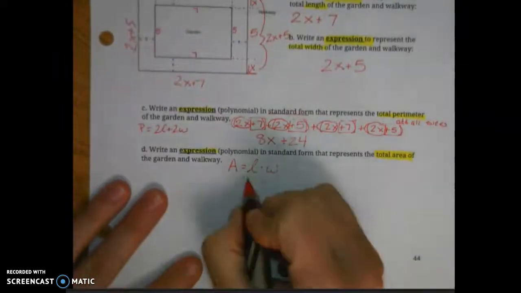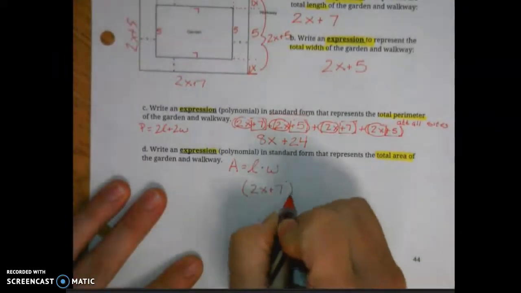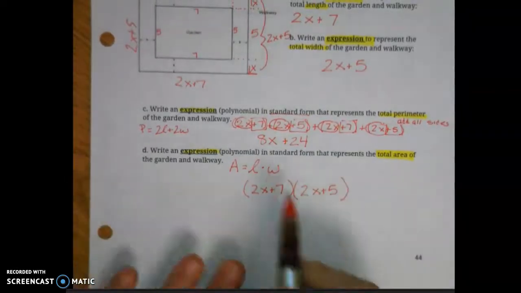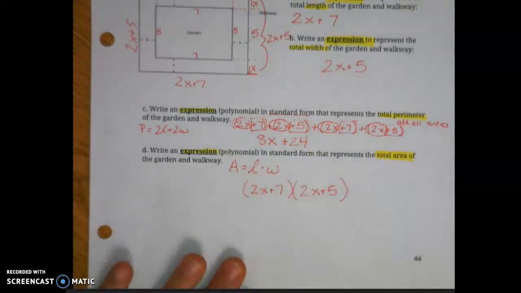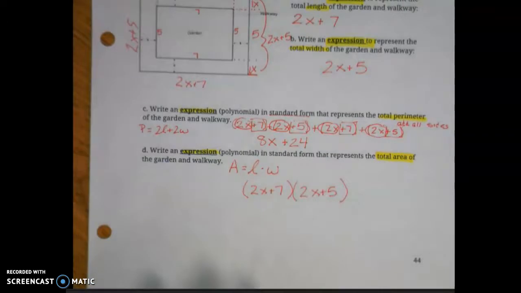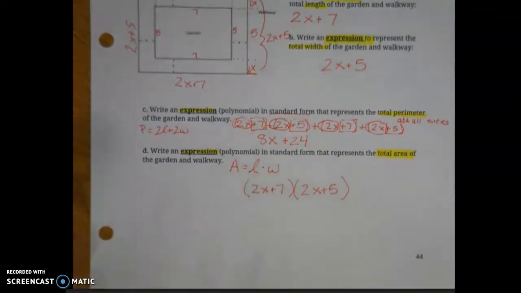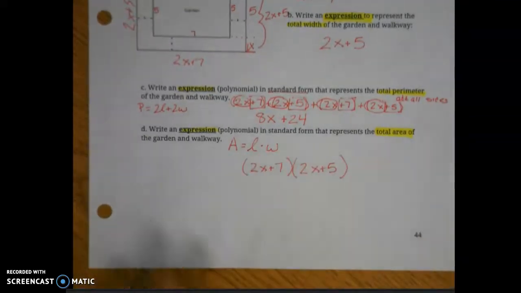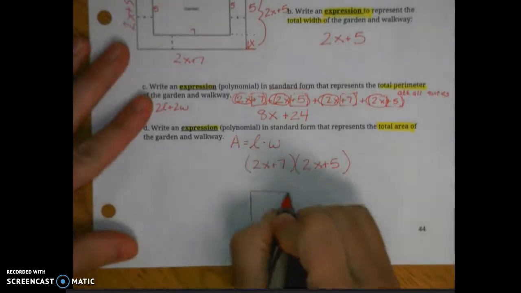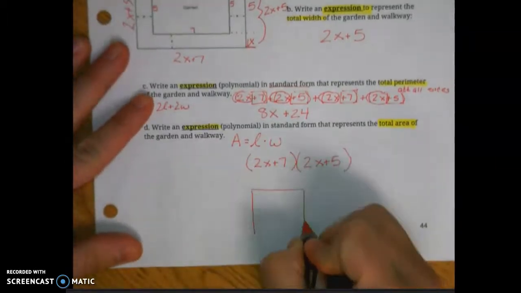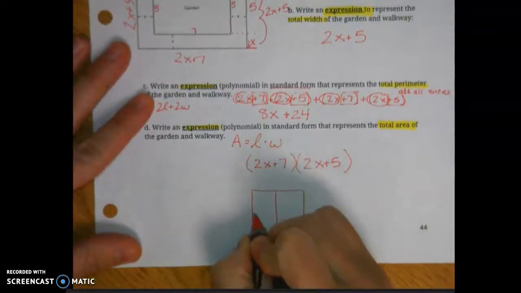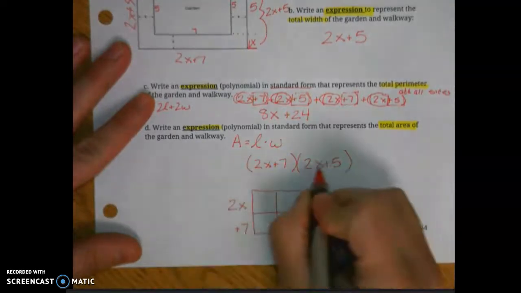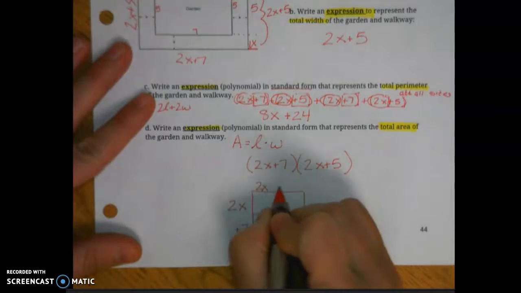So I'm doing 2x plus 7, that's my length, times 2x plus 5. So for the perimeter, the parentheses were not important because it was addition. For the area, we do need the parentheses because we are multiplying a binomial times a binomial. Okay, so now we need to think back to our multiplication lesson. When we're multiplying a binomial times a binomial, we would use the box method. So since it's 2 terms by 2 terms, I'm going to set up a 2 by 2 box. And I'm going to put this binomial here, 2x plus 7. And I'll put this binomial here, 2x plus 5.